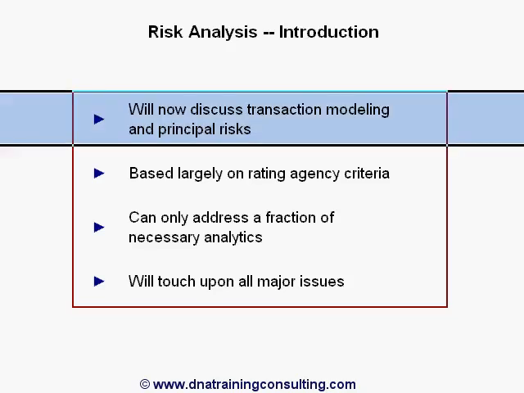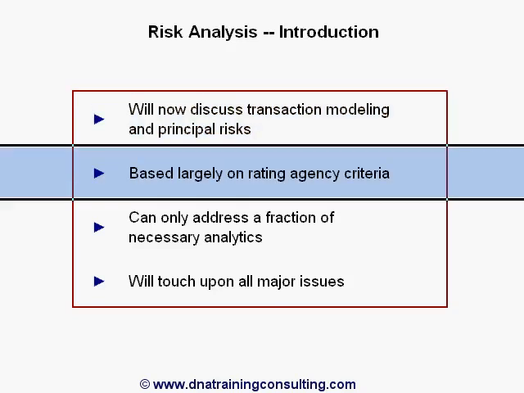This chapter discusses the modeling of this transaction and the principal risks assumed by each party. Much of this discussion reflects the published criteria of the credit rating agencies, but in most instances, these are founded on common sense and should raise no surprises.